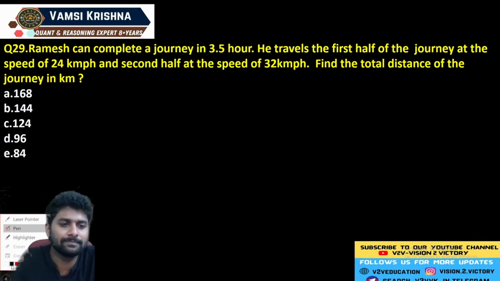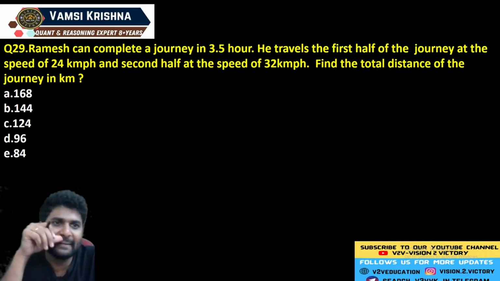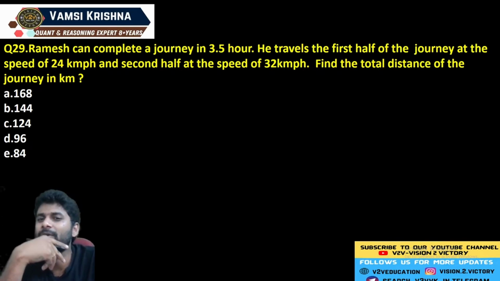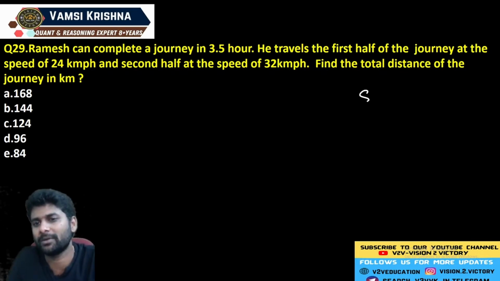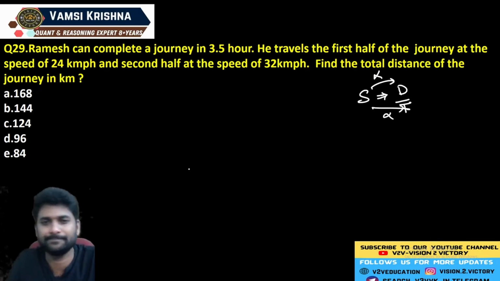Go to the next question. See, Ramesh can complete a journey in 3.5 hours. He travels the first half of the journey at a speed of 25 km per hour, and the second half of the journey at a speed of 32 km per hour. And you know the relation here, speed is equal to distance by time. Speed to distance is directly proportional. Speed to time is inversely proportional.